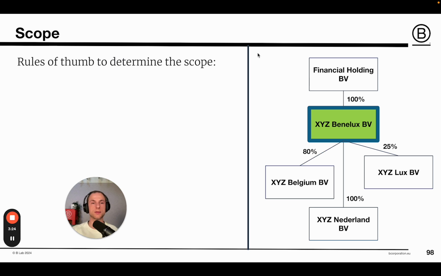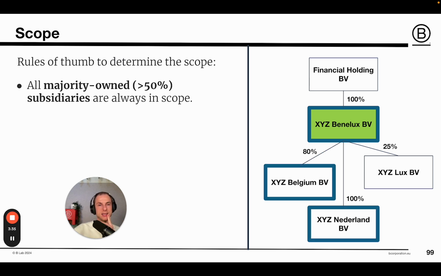So the first rule of thumb, if we want to certify, in this case, XYZ Benelux BV, is that all majority-owned subsidiaries are always in scope. Majority-owned, of course, means more than 50%. Well, actually, I'm realizing it should be 50% or more. So 50% is also majority-owned.